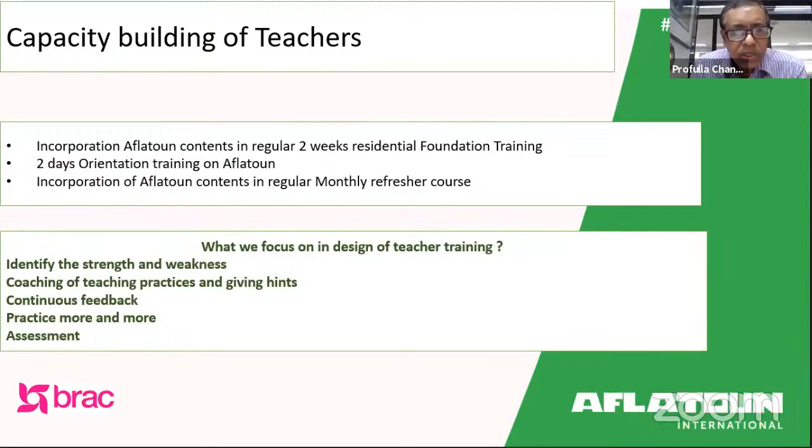Okay. So that's the supervisor role. So we ensure, and we have an independent monitoring unit. There is a quarterly independent monitoring group. They monitor schools independently. In that case, we also include the Aflatoun indicators so that we can find the gaps, and then we take part in finding solutions further.